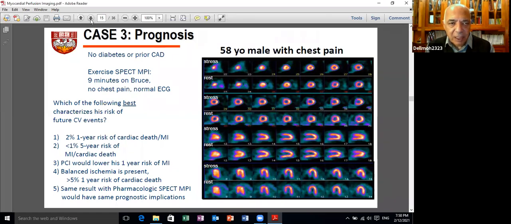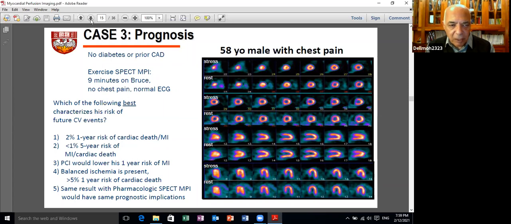This is a patient that has no diabetes and no prior coronary artery disease. He had an exercise SPECT MPI, went 9 minutes on regular Bruce protocol, no chest pain, and normal electrocardiogram. Very important to look at the stress electrocardiogram and the exercise test in the stem of the question, or in practice. Which of the following best characterizes the risk of future cardiovascular events in this patient?